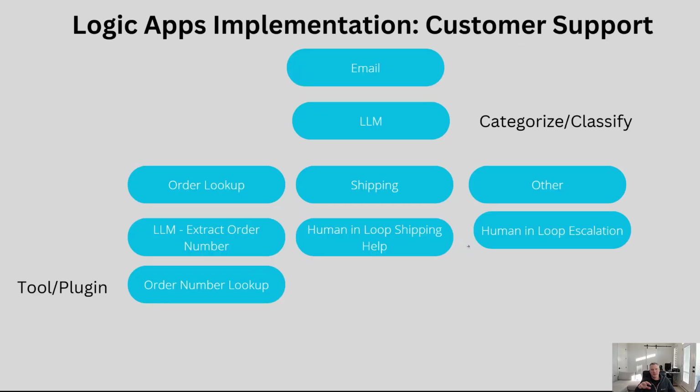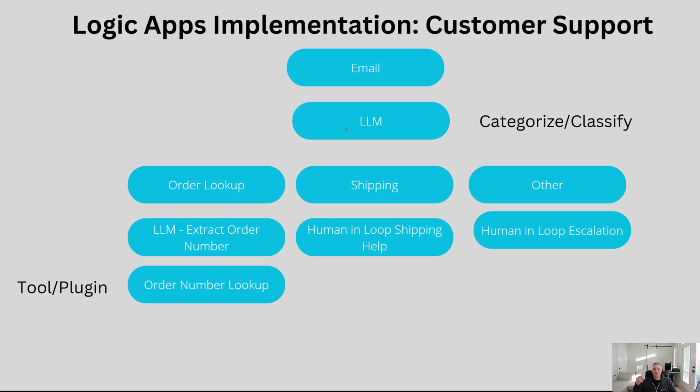So I've created this sort of conceptual view of what I'm going to go ahead and build. I've got an email. It's going to be a customer support related email. It comes in from my customer. And then we're going to ask the LLM. In this case, we've got a model that's provided by Azure OpenAI.